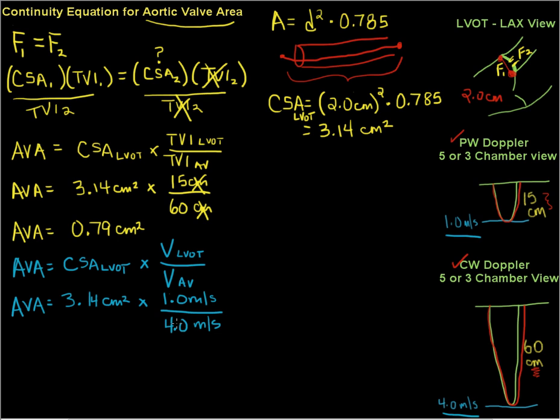Mathematically, 1 divided by 4 gives us 0.25. 0.25 times 3.14 also gives us an aortic valve area equal to 0.79 centimeters squared. So here are two different ways that we've talked about calculating aortic valve area. One is using time velocity integrals, and in that case we got 0.79 centimeters squared. The other is using velocities, and we also got 0.79 centimeters squared.